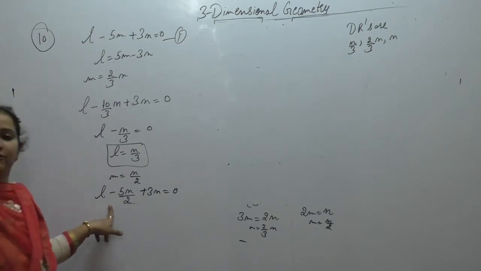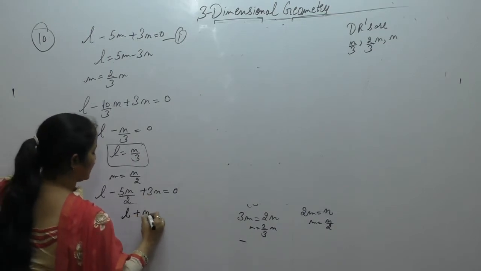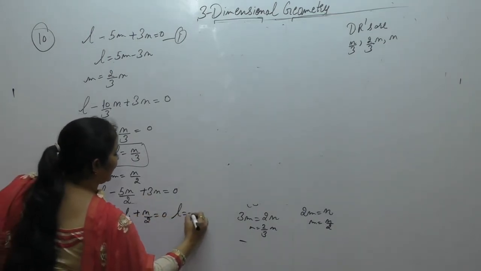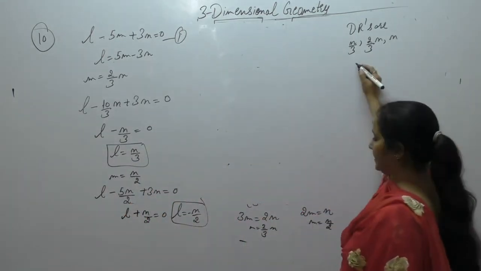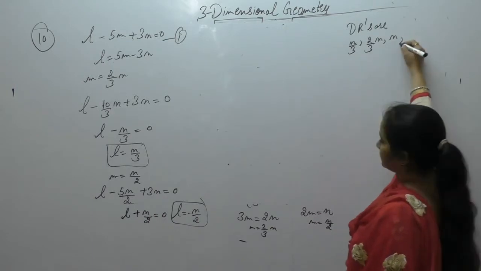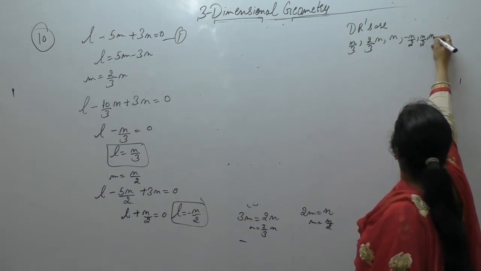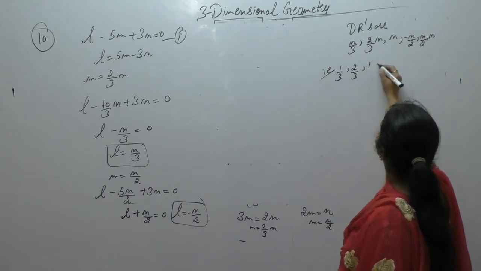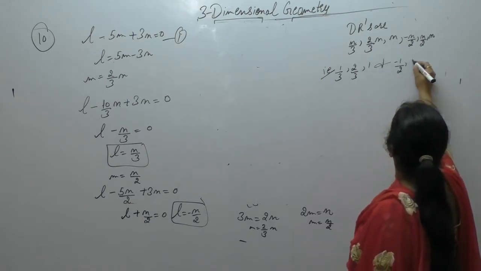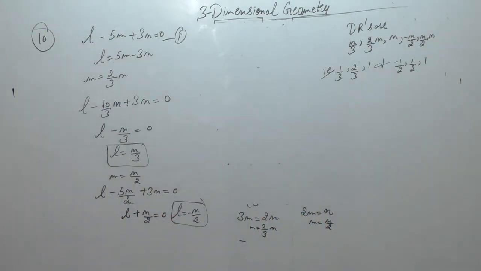Instead of m we put the value n/2. l, 3 into 2, 6 minus 1. So we get l as minus n/2. Direction ratios of the other line is l is minus n/2, m is n/2 and n. That is, direction ratios are 1/3, 2/3, 1 and minus 1/2, 1/2 and 1. Now we want to find the direction cosines.